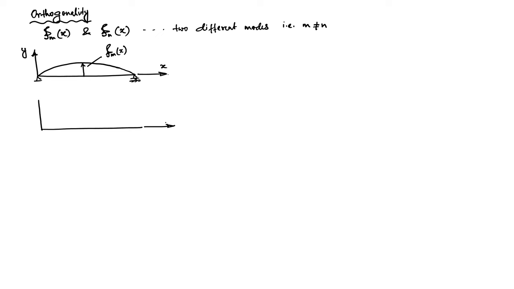inertial force also we can draw, and it will have a similar shape. So, this is say F inertial corresponding to the mth mode, and you can write down the expression. So, this is nothing but the mth mode, so omega m square m bar of x phi m of x. So, that is the expression for inertial force.